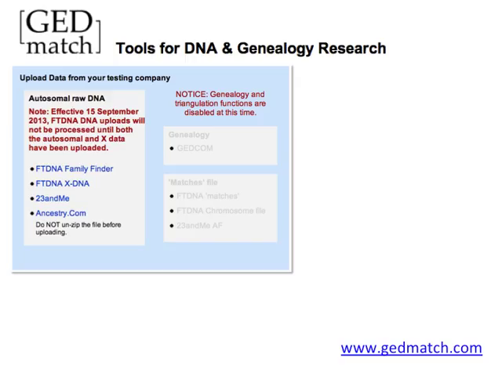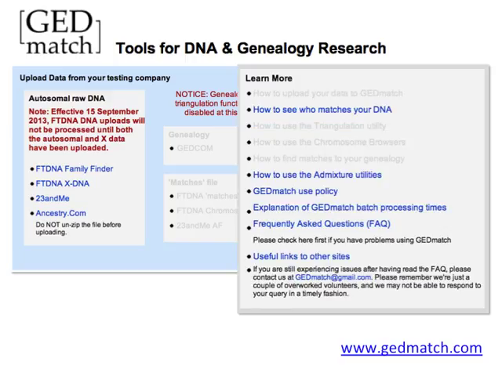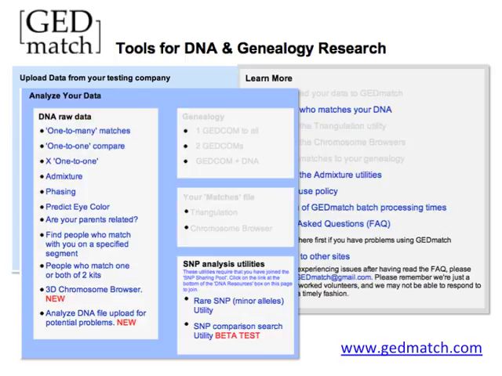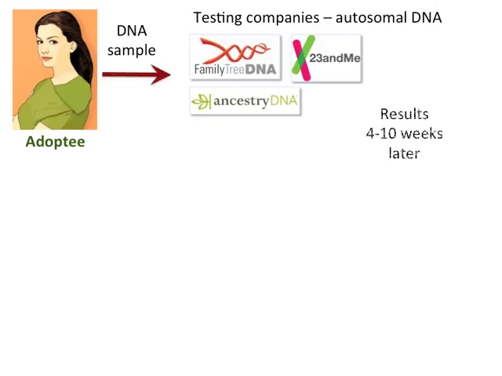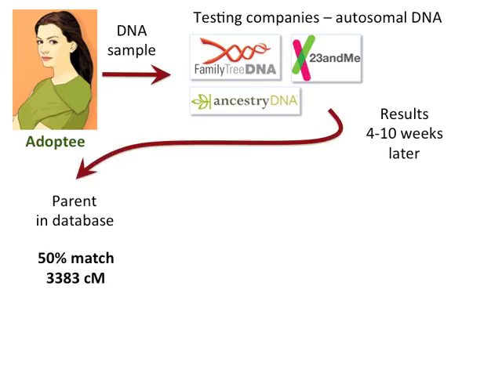And like I say, GedMatch is very, very useful as well for uploading your results from whichever company you test with, and that way you're fishing in 3 pools instead of 1 pool. And here's an adoptee. She does the DNA sample with all 3 companies. The results come back 4 to 10 weeks later.